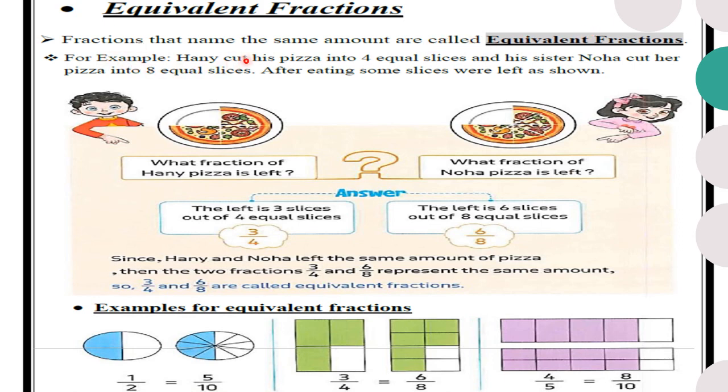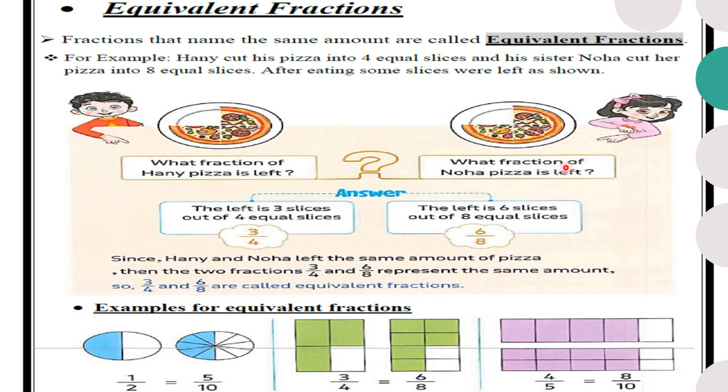For example, Hani cut his pizza into 4 equal slices, and his sister Noha cut her pizza into 8 equal slices. After eating some pizza, some slices were left, as shown. What fraction of Hani's pizza is left? We are going to see how many slices are left. We have one, two, three slices over the total number of slices, which is 4. So what is left is 3 slices out of 4 equal slices, which equals 3 over 4.